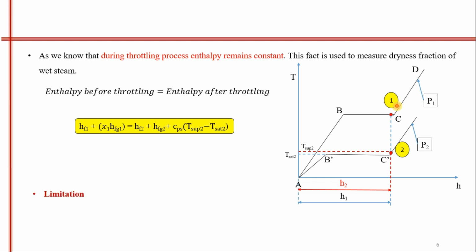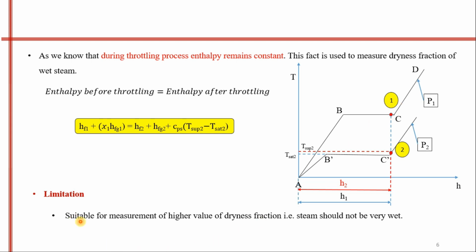Now, the limitation of this throttling calorimeter is that it is suitable for measuring higher values of dryness fraction, that is, the steam should not be very wet. Suppose we collect steam that is very wet in this experiment. What will happen if I throttle this steam? Then my point 2 will fall inside the wet region of pressure P2.